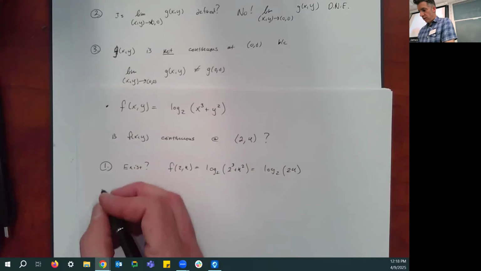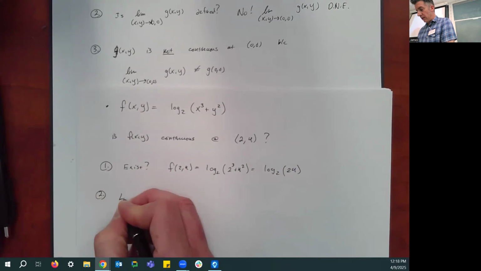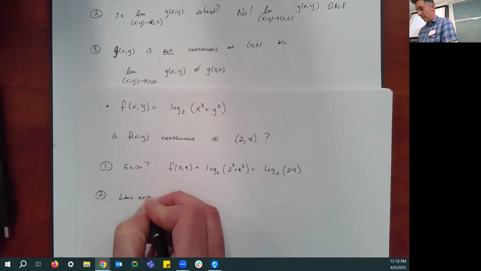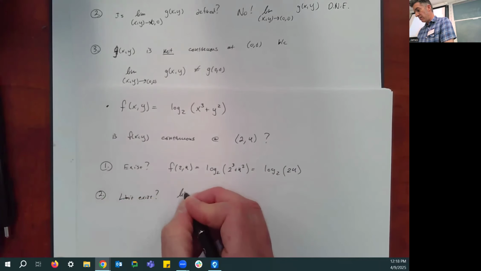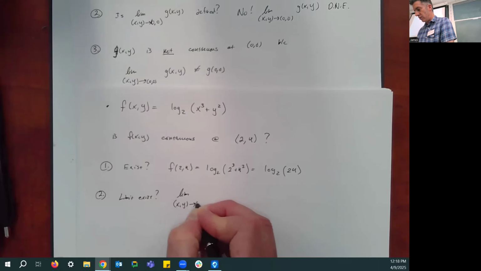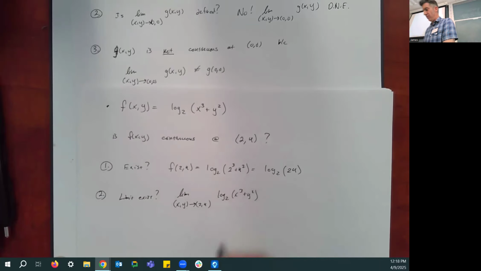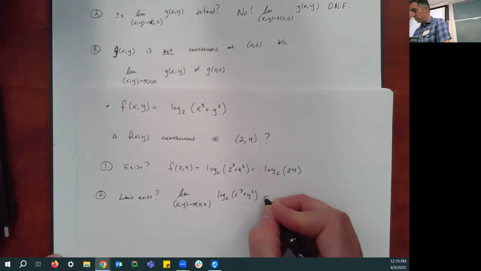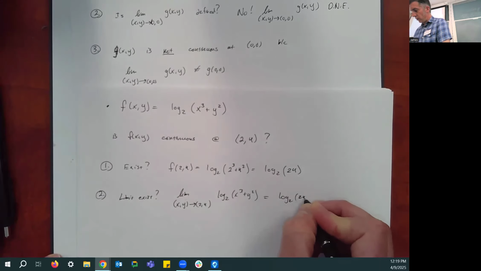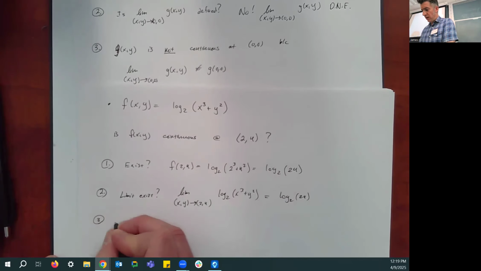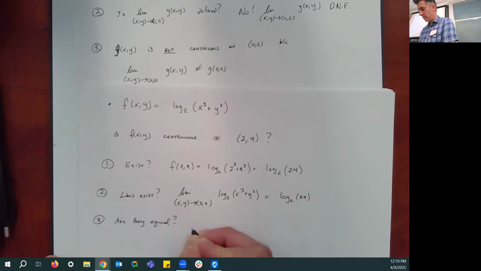It's real. Question 2, does the limit exist? So we're going to take the limit as x, y approaches 2 comma 4 of log base 2 of x cubed plus y squared. But then we're just going to plug in 2 and 4 for x and y and get the same exact result. And the third question, are they equal? Obviously, yes. So that means the function is continuous at that point.